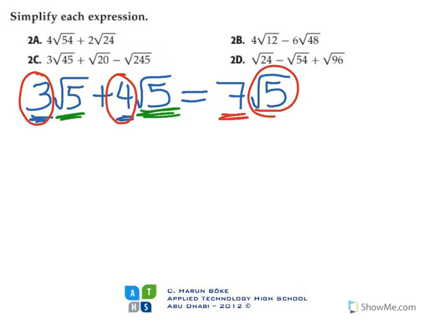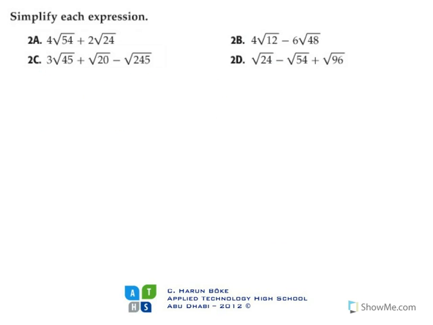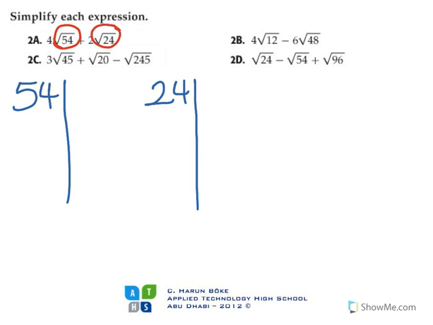Now in our case, in 2a, they are not the same. One of the square root expressions is root 54 and the other is root 24. So this means we are going to simplify these expressions and somehow get the same square root expression so that we can add. What we have to do is, first of all, find the prime factors of 54 and 24. So for 54, if we divide by 2, we get 27.